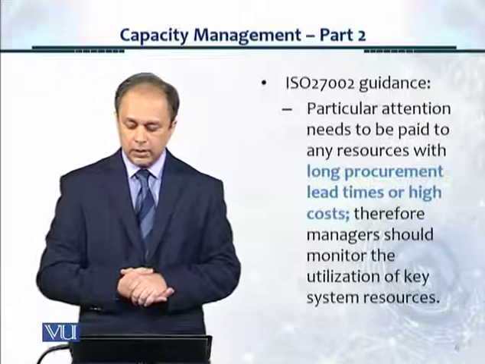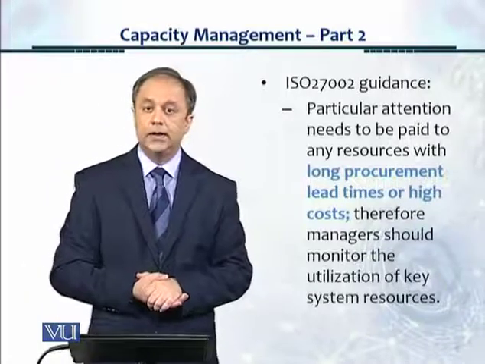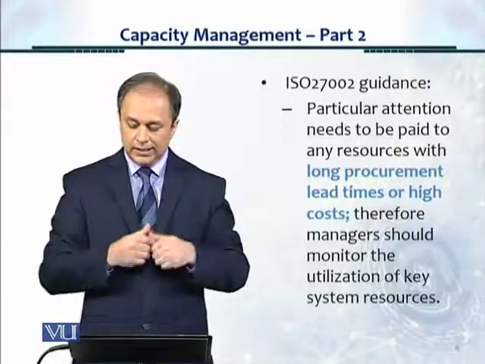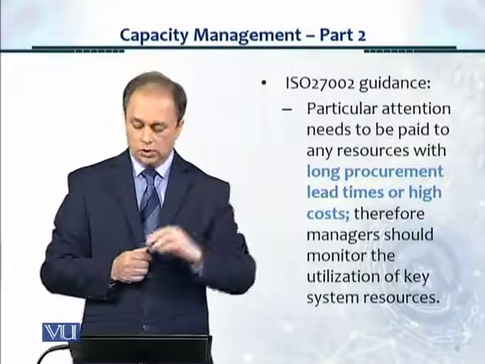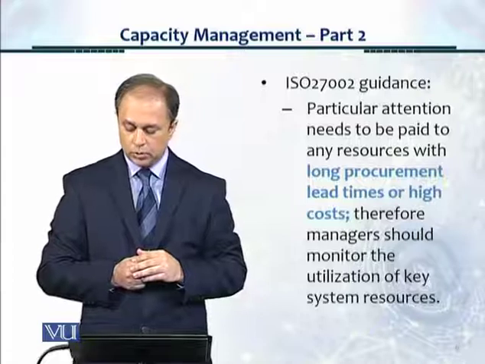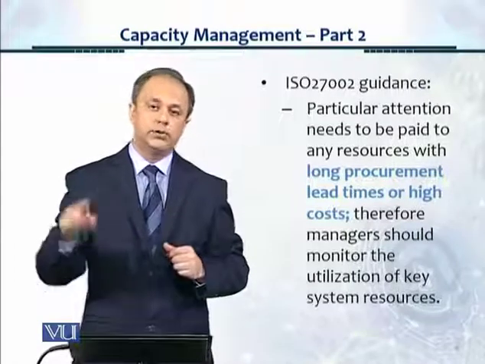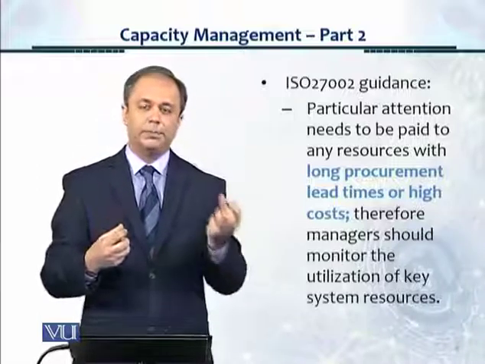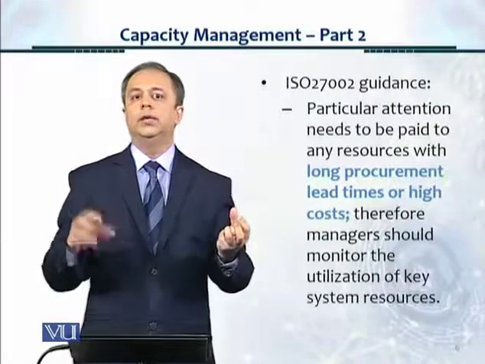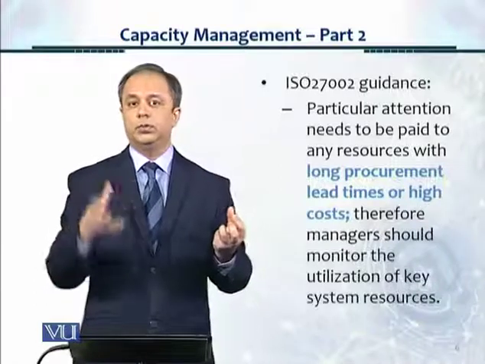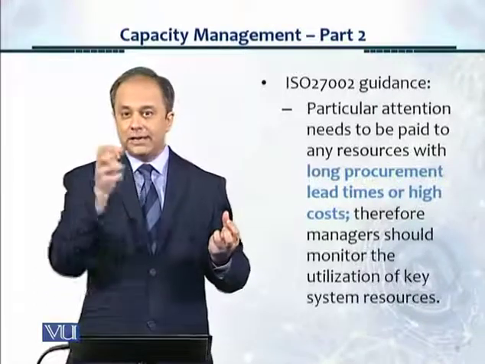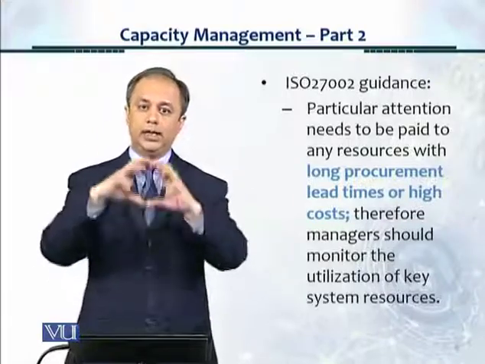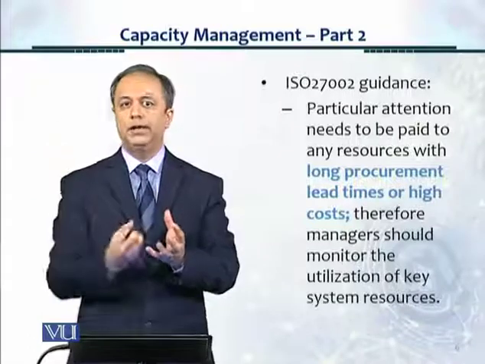27002 tells us particular attention needs to be paid to any resources with long procurement lead times or high costs. Therefore, managers should monitor the utilization of key system resources. Now, if something has a long lead time to buy, and we've already run out of capacity of the existing system, then in capacity management we need to identify and detect that capacity issue well before time so that we can manage within the lead time of procuring that new resource.